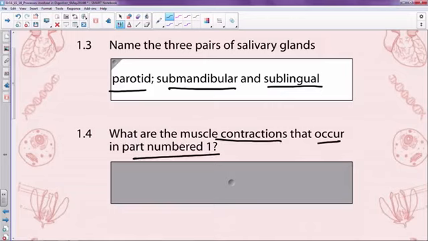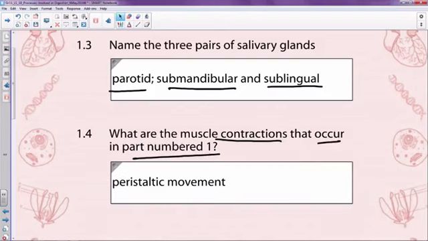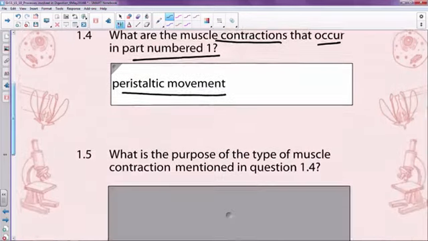1.4. What are the muscle contractions that occur in part number 1? And part number 1 was the esophagus, so let's look at it. So it's peristalsis, guys. So when we look at the contraction of the circular and radial muscles that propel the bolus down the esophagus, that process is called peristalsis.